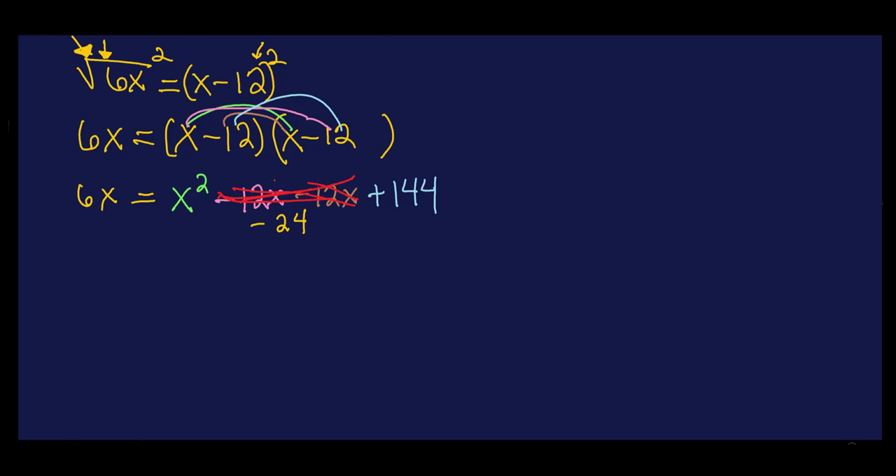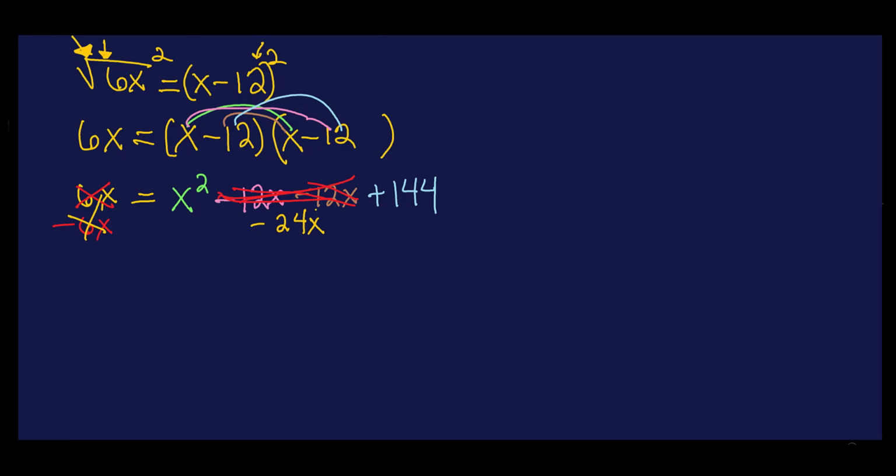Okay, now we need to get this 6x over to the other side so this equation can equal 0 and we can factor it. So we're going to minus 6x from this side, which is going to turn this into 0. But when we minus the 6x over there, we have to minus it over here. We already have 24x, so all we're going to do is 24 minus 6, which is going to give us 18.